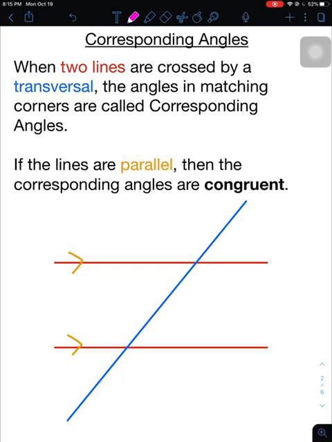Okay, so over here we have corresponding angles. The definition of corresponding angles is when two lines are crossed by a transversal, the angles in the matching corners are called corresponding angles. So that's the definition. A little side note: if those two lines are parallel, then the corresponding angles are congruent.